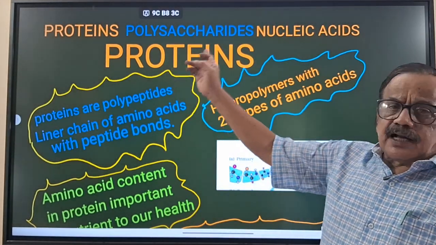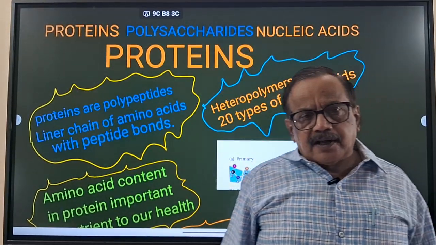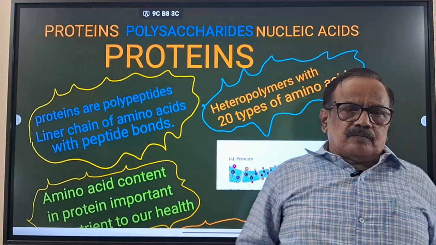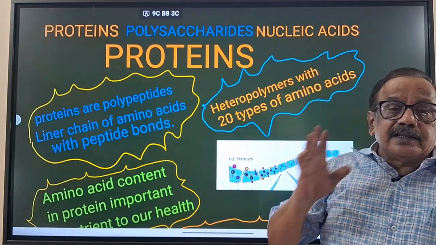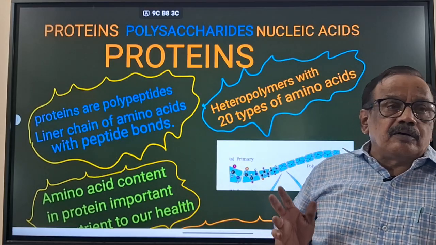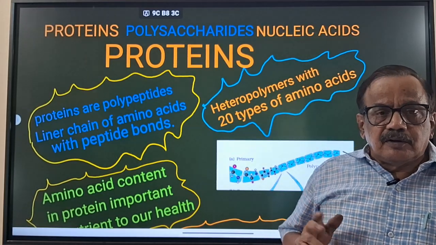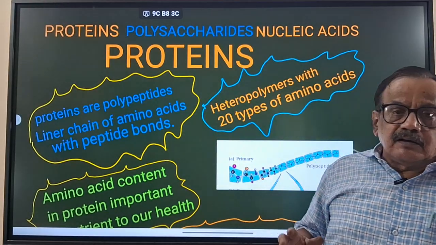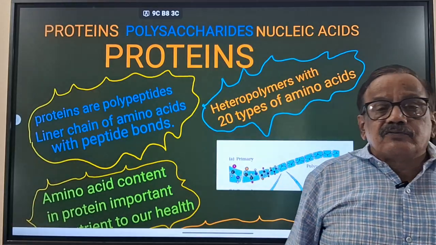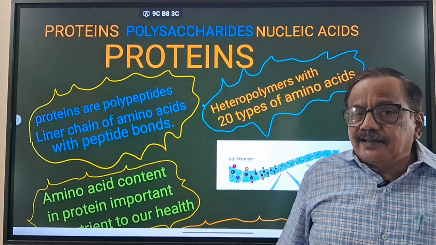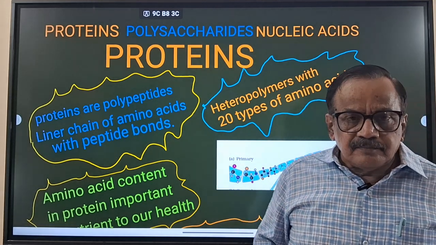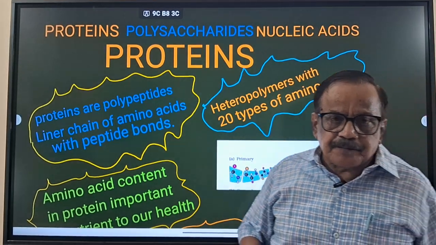Now what is common between all the three? They are all polymers. Polymers are made up of monomers, and they are big molecules, that are macro biomolecules. We already studied where these three macromolecules are present: in the acid-insoluble pool, the retentate.